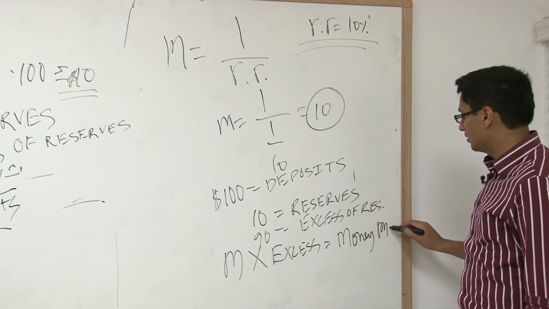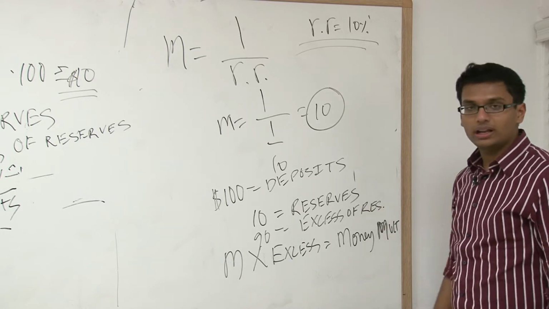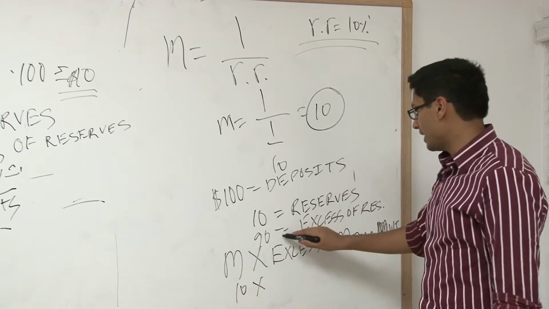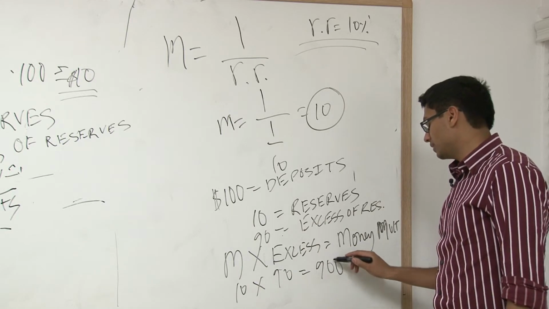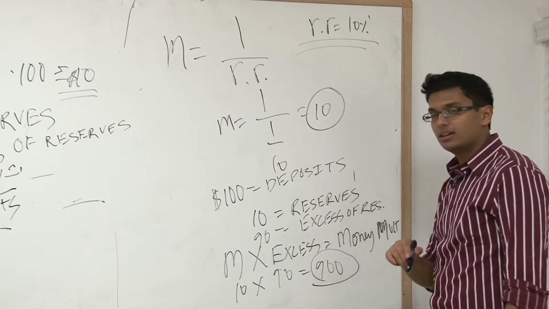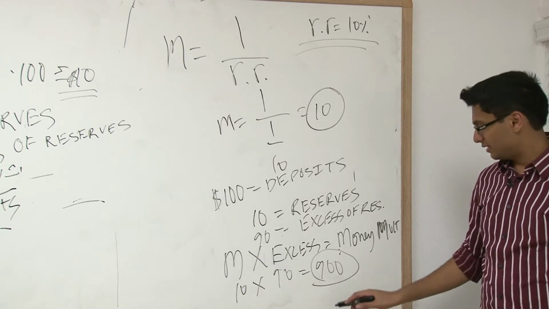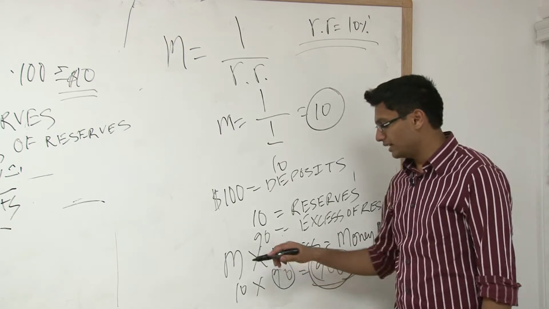Money multiplied. Okay? So in our case, it's 10, which is the money multiplier, times the excess of reserves, 90, and the total money that's being multiplied in the economy, and that's there in the economy at the end of the day, is $900. It's the maximum amount that can be multiplied, the maximum dollar amount that's been created from $90.